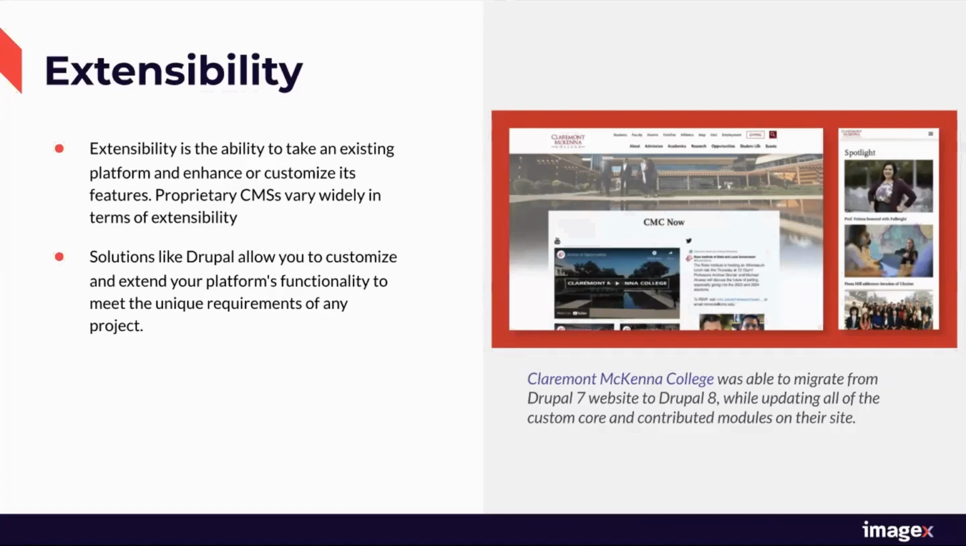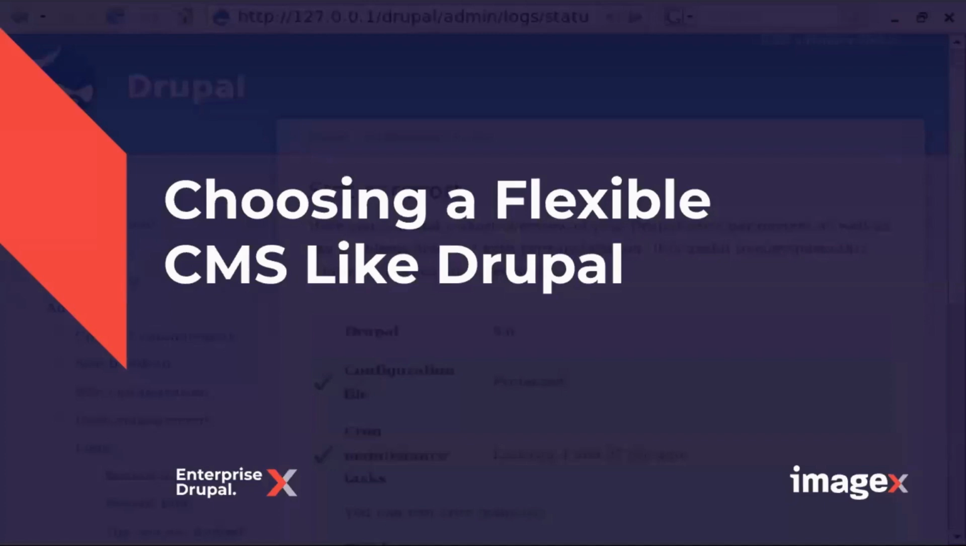Sometimes that may not happen, but with open source solutions like Drupal, you have full control of the CMS source code. So you can actually go in, if necessary, and create your own feature. You can contract an agency like ImageX to do that for you. Perhaps you can get a couple of peer organizations together and jointly create a new feature that meets your needs. So I'll hand back to Cassio to talk about choosing a flexible CMS like Drupal.